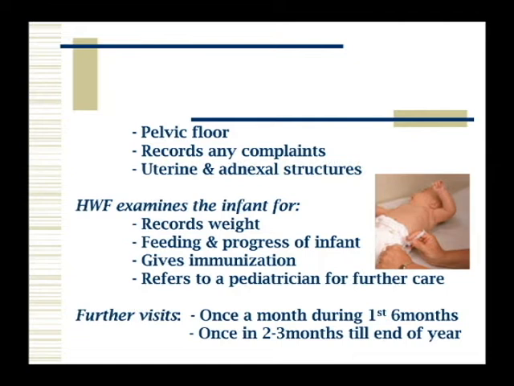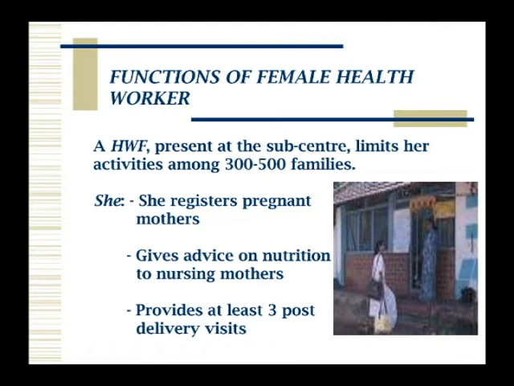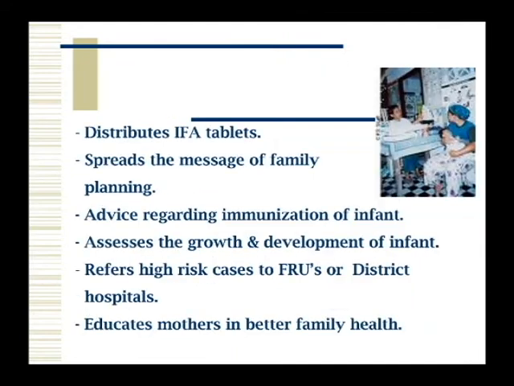So what they examine for in infants: first is record weight, feed and progress of the infant, give immunization, very important, refer to a pediatrician for further care when it's required. So further visits, once they are discharged from the hospital, once a month during the first 6 months, and once in 2 to 3 months till the end of the year. Okay, the functions of the female health worker, which we discussed, right? The female health worker is present at the sub center, limits her activities among 300 to 500 families. She registers pregnant mothers, gives advice on nutrition for nursing mothers, and provides at least 3 post-delivery visits after delivery is done.